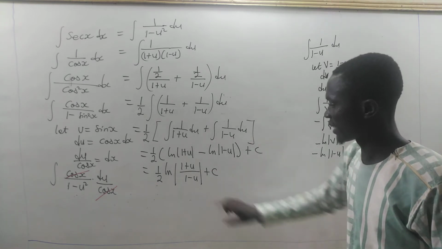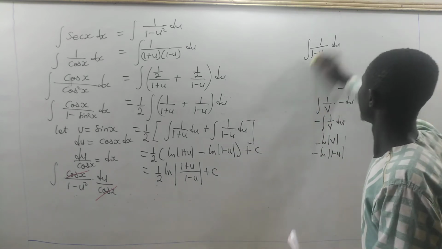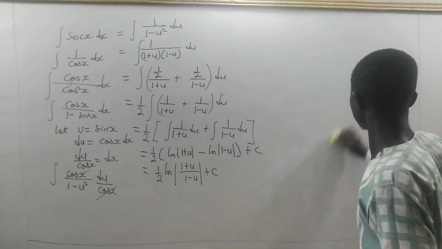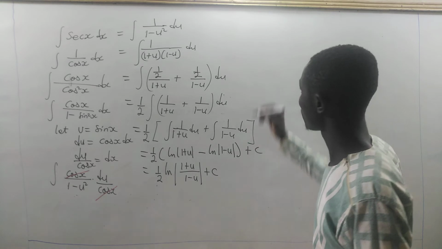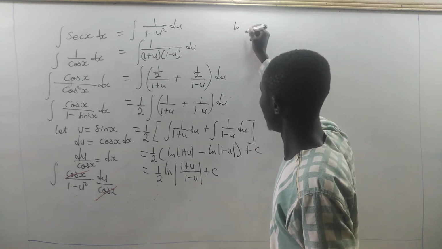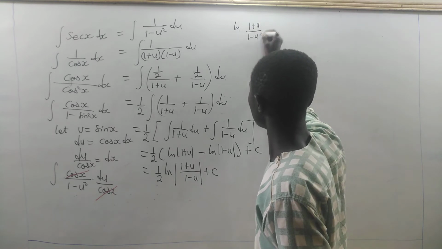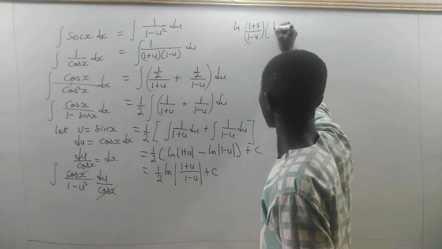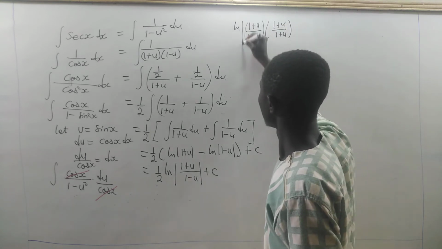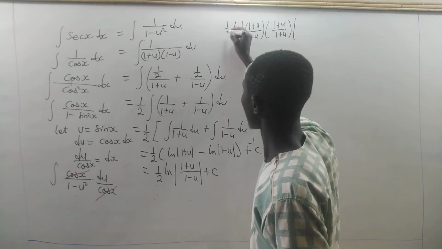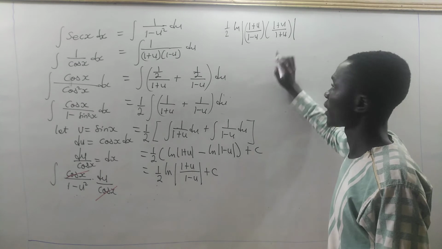Now let's move on. Let us rationalize the denominator here. So let's do the rationalization in a simple way. So here we are going to have ln of (1 plus u divided by 1 minus u) times (1 plus u divided by 1 plus u). Let's bring the absolute value sign, and we have our half here. Now remember that the conjugate of 1 minus u is 1 plus u.